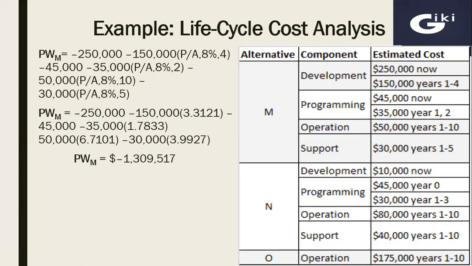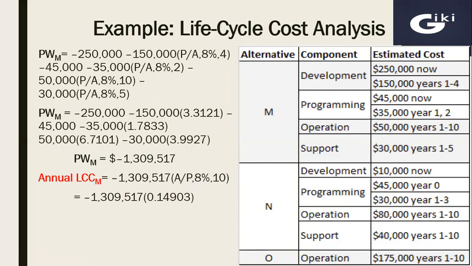Now next we have to calculate present worth of alternative N. So we have present worth of alternative M. We can convert it into annual worth by using the formula of annual worth. That is equal to present worth times A over P factor for given rate of interest and number of years. So here we have 8% rate of interest and number of years are 10. So the factor value is 0.14903. And the annual worth of alternative M will be $195,157.